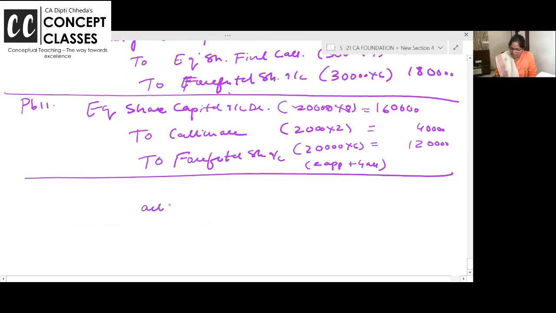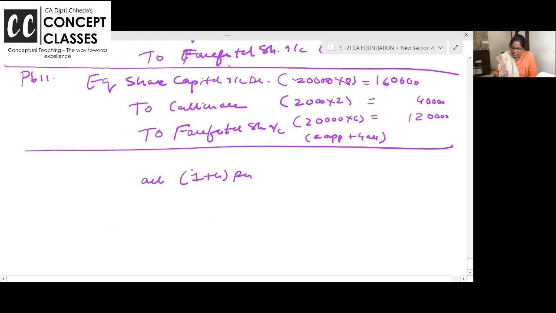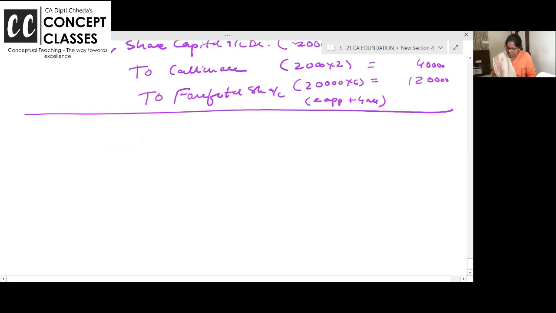I have called in allotment 1 rupee plus 4 rupee premium. Now if you don't pay allotment, while reversing 1 rupee, I'll reverse 4 rupee also, because premium is due and not received, so reverse. Once premium is received, you cannot reverse. I'll explain this after the 11th problem, with a small problem. One second. Yeah, check this.